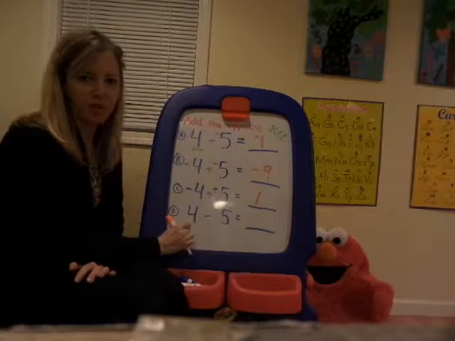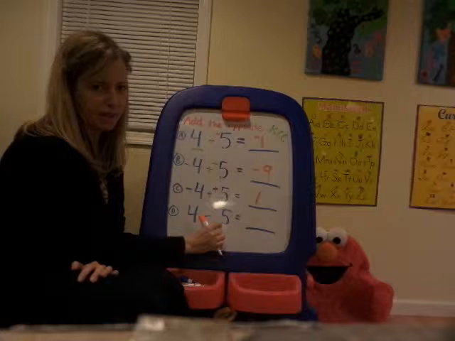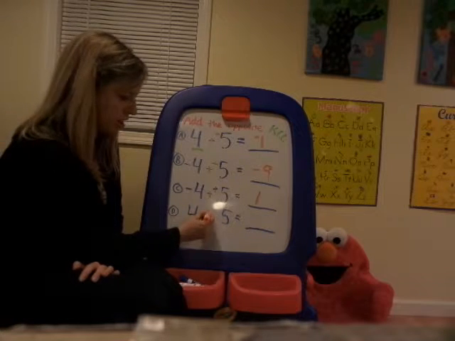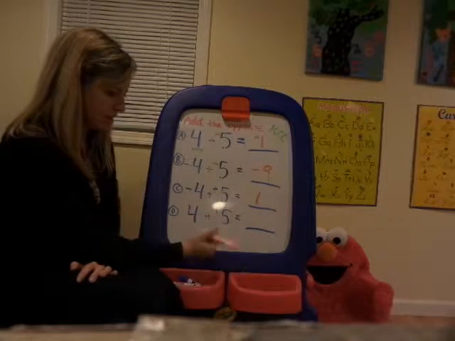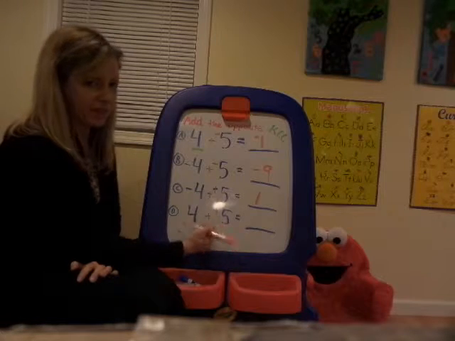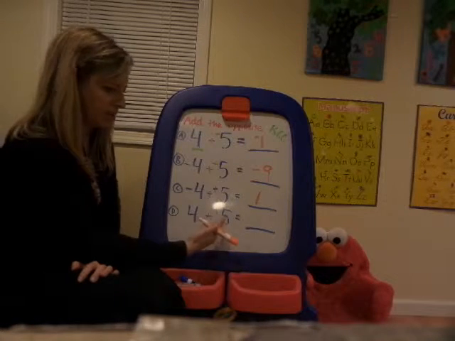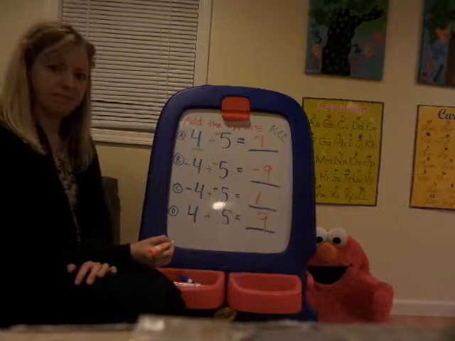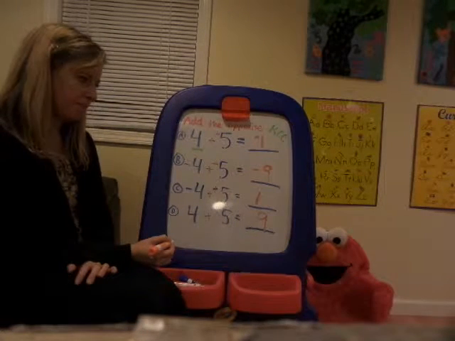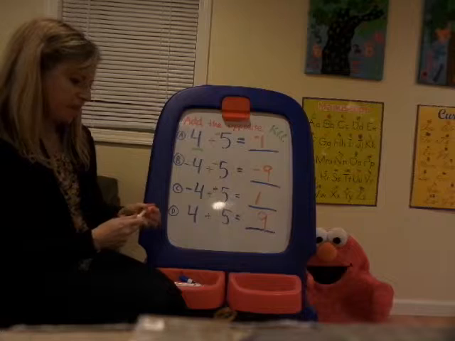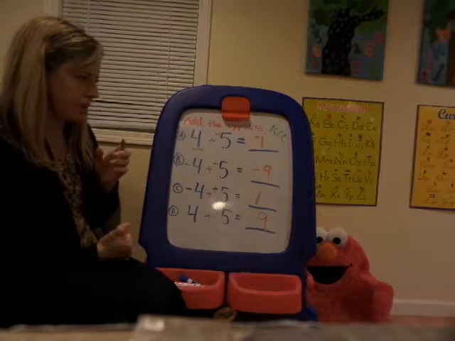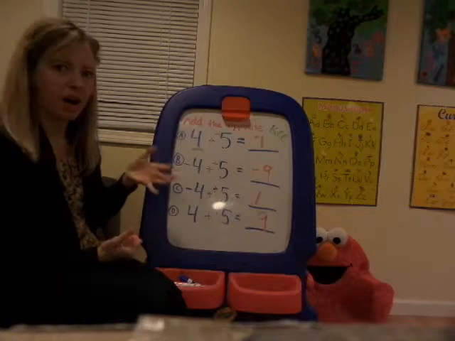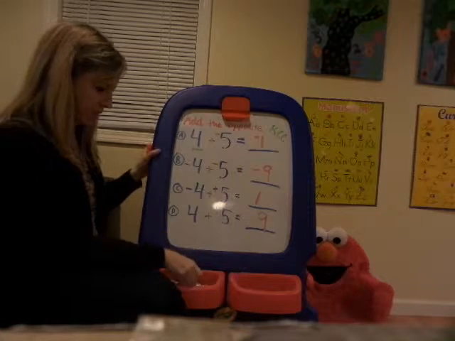Part D, we have 4 minus negative 5. Keep, change, change, add the opposite. Positive 4 plus positive 5. We add like normal and keep the sign because they both have the same sign. We end up with 9. Alright, now what we're going to do is look at these problems, 1 or 2 of them, on a number line to see what that visually looks like.